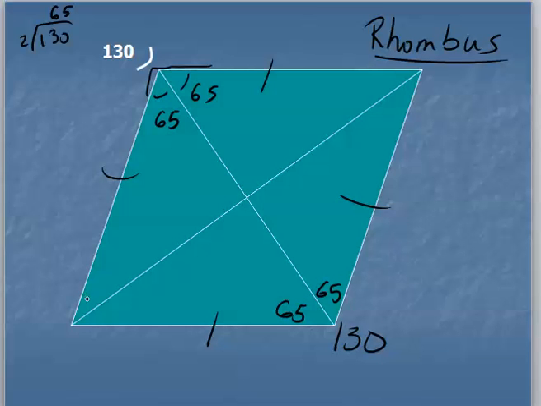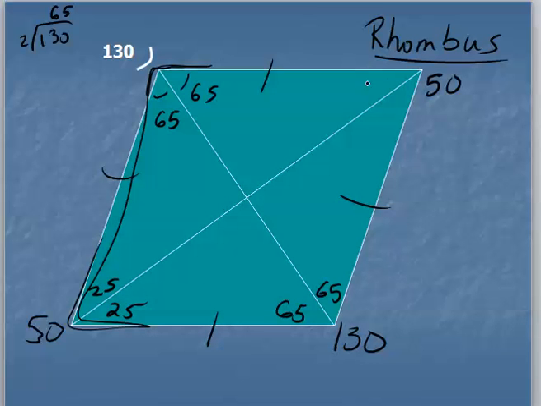Let's find the bottom left angle. Because I still have properties of parallelograms, 2 consecutive angles, 2 in a row, are supplementary and add up to 180. Therefore, this bottom left angle is 180 minus 130, which is 50. Opposite angles are congruent, so the top right is also 50. Remember, for a rhombus, the diagonals bisect the angle, so each half of this is going to be 25.